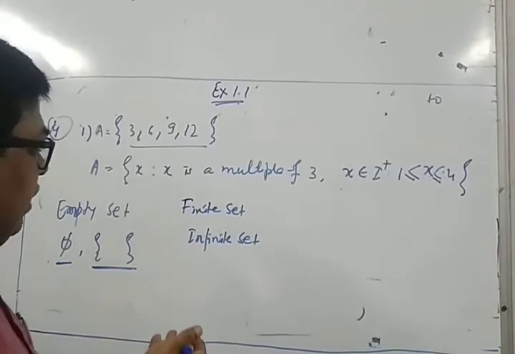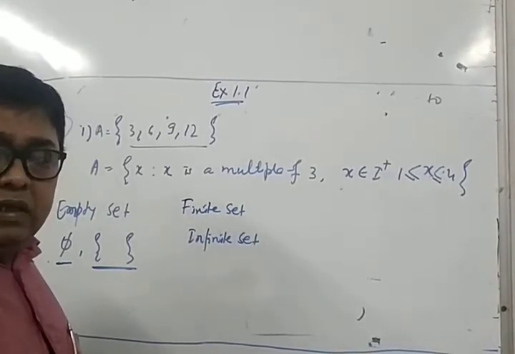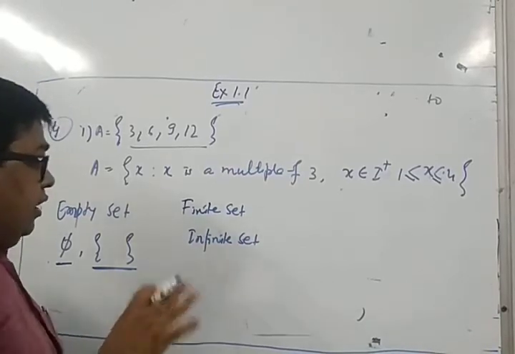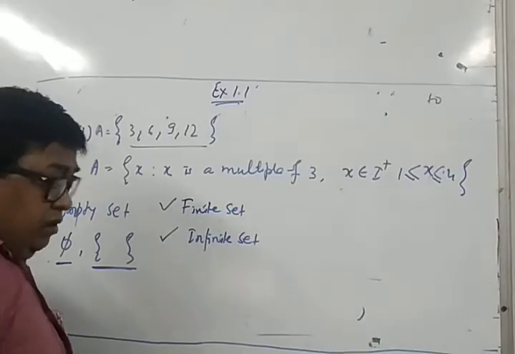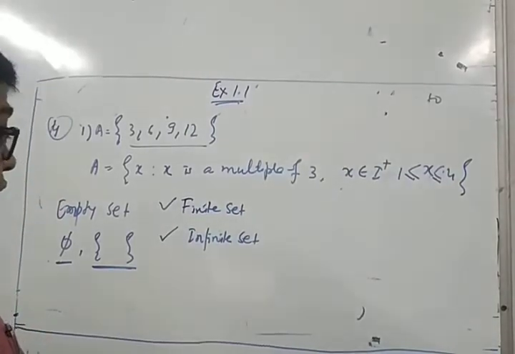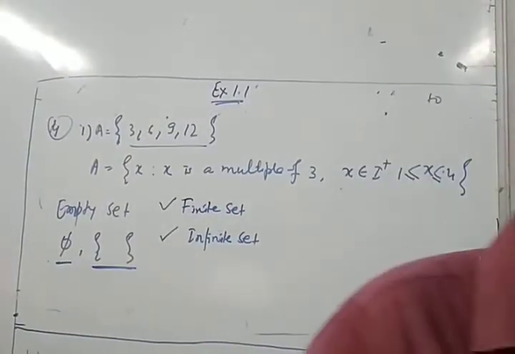It is very clear. Finite means when the number of elements is fixed, clear. That is a finite set. When the number of elements is not fixed, it is infinite, not counted, unlimited. That is an infinite set.